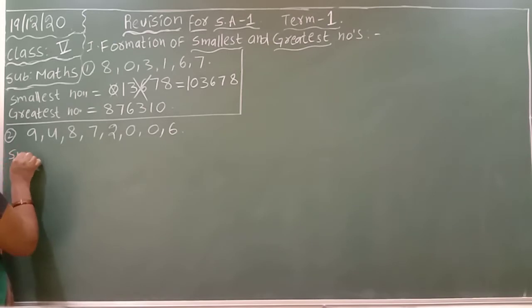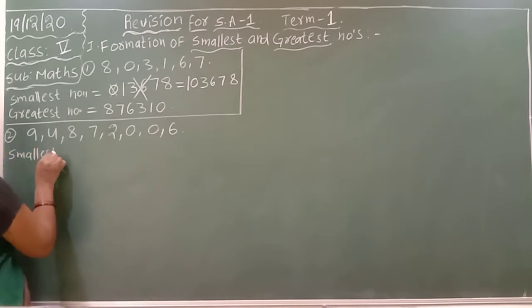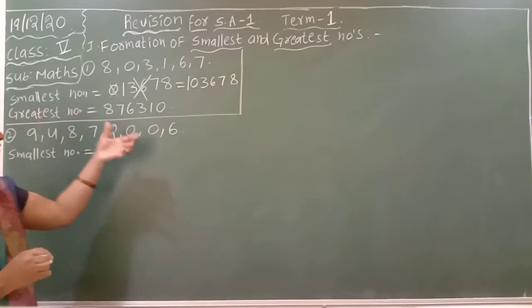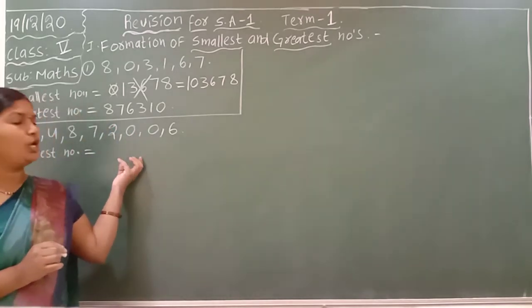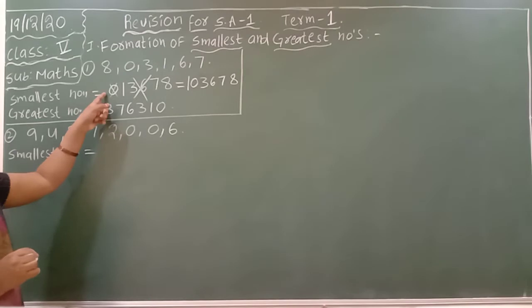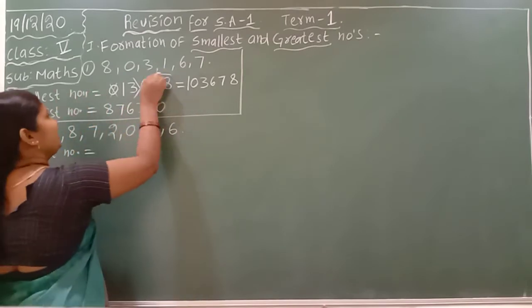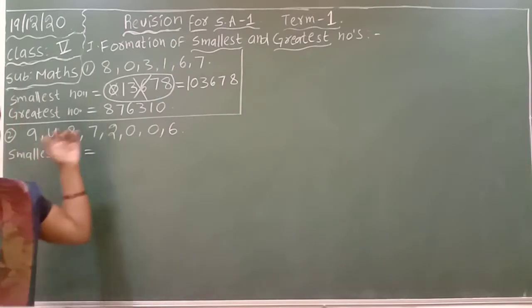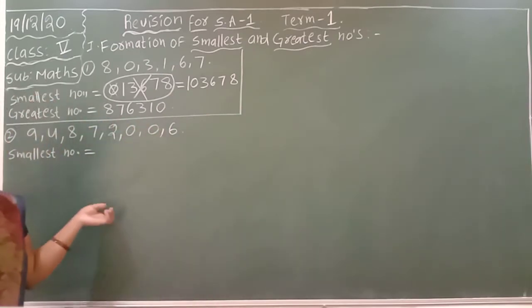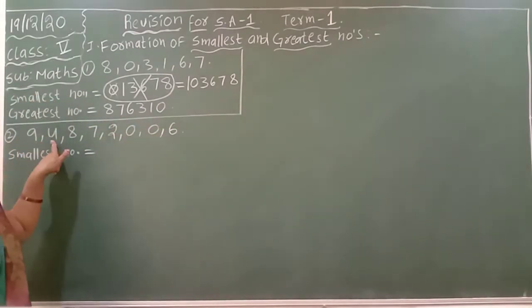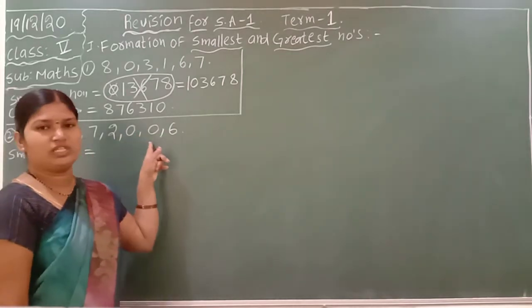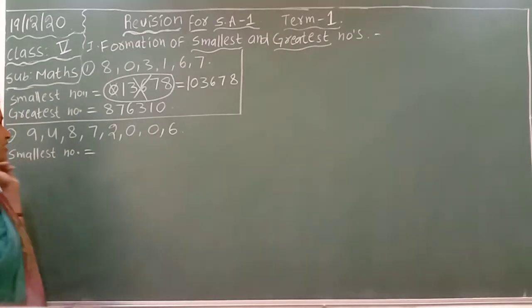First write down the smallest number. Smallest number means first we have to write zeros? No, if you are writing 0 first, it is wrong. It is a wrong answer. First write down the small number in the given numbers. Which is the small number? Observe. 9, 4, 8, 7, 2, 0, 0, 6. 2 is the small number.